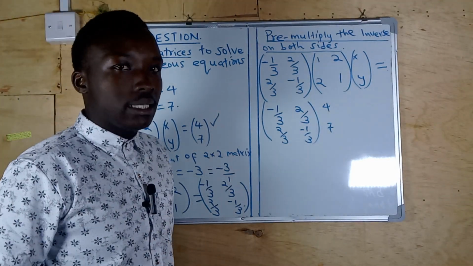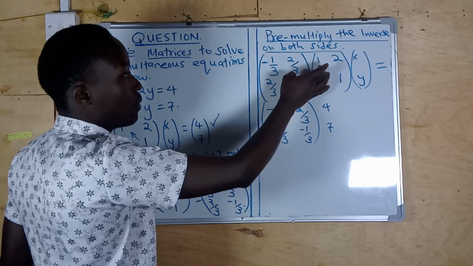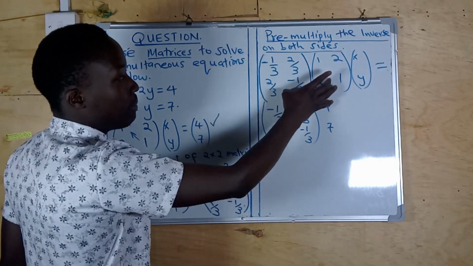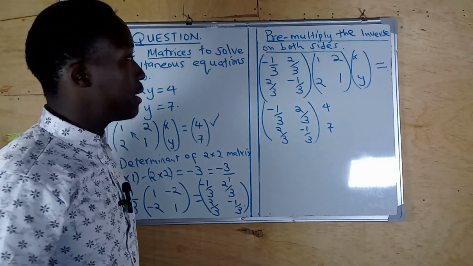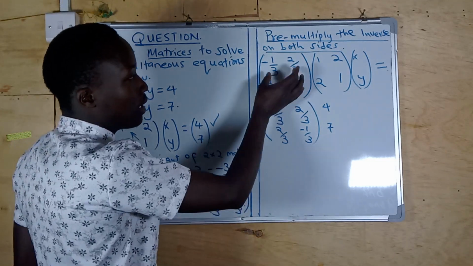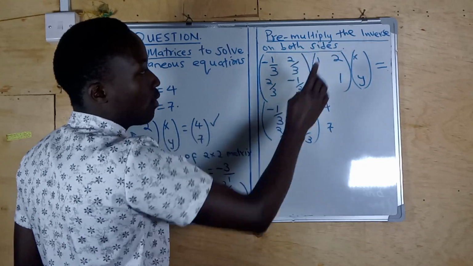Once we do that, we are going to work this one out. So we multiply this matrix and this matrix. And how do we multiply a matrix with a matrix? We start with the first row and the first column.